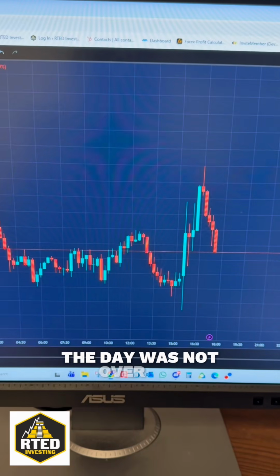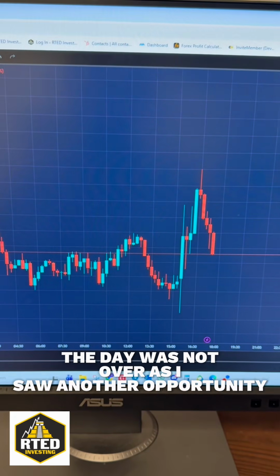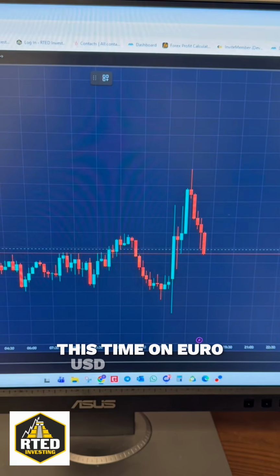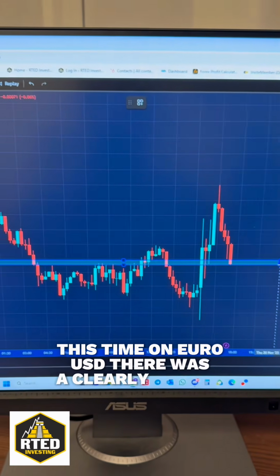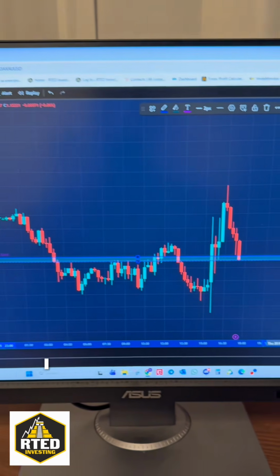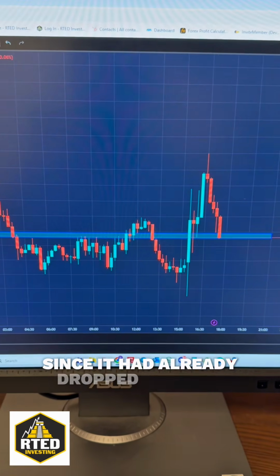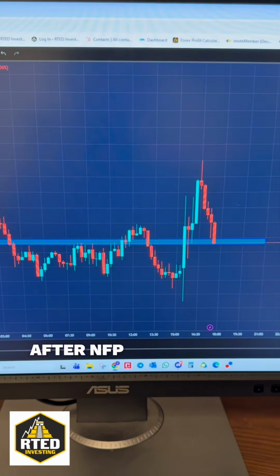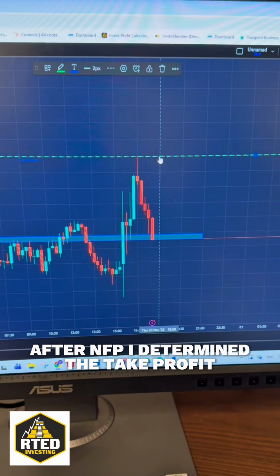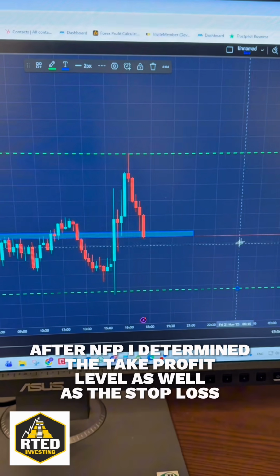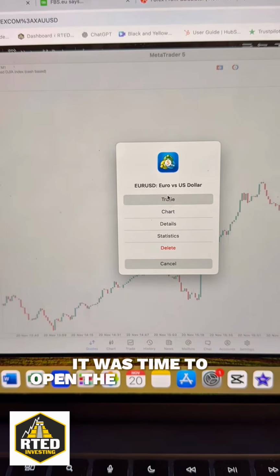The day was not over as I saw another opportunity, this time on Euro USD. There was a clearly strong level of resistance. I expected the price to bounce off it since it had already dropped sharply after NFP. I determined the take profit level as well as the stop loss. It was time to open the second trade.